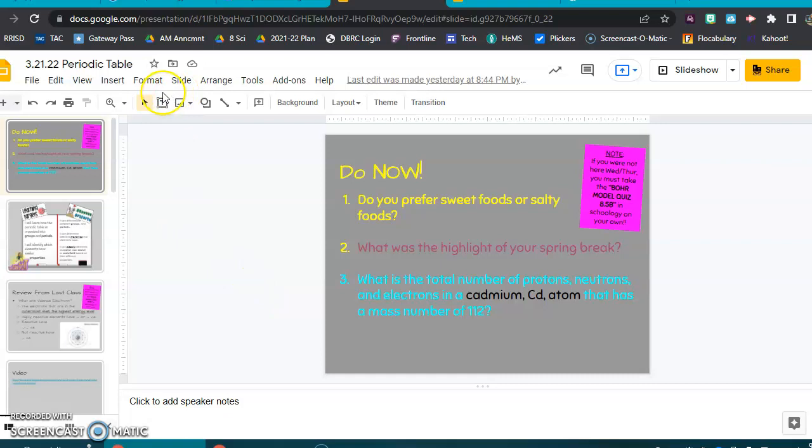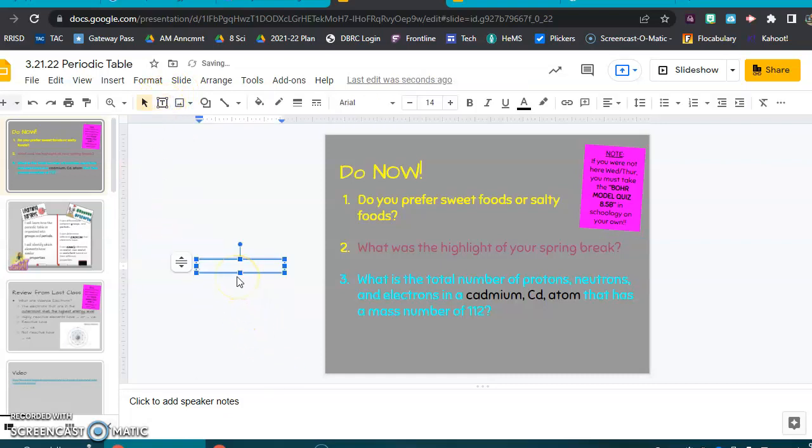Well, sweet or salty is always your choice. I always think about what would be the first thing you would grab when you walk into the Wag-A-Bag or something, or the 7-Eleven. My highlight was seeing my nieces.